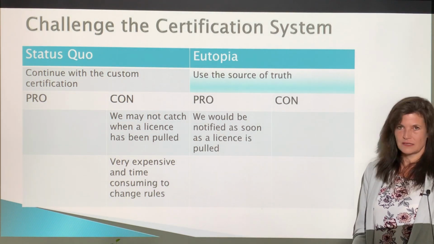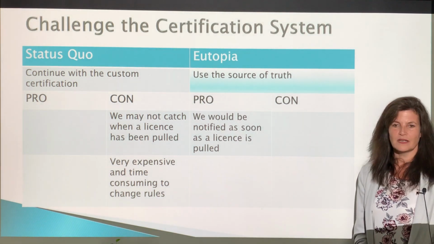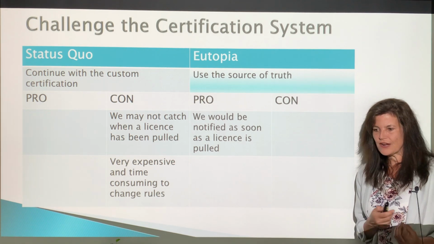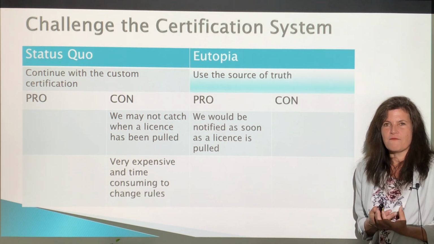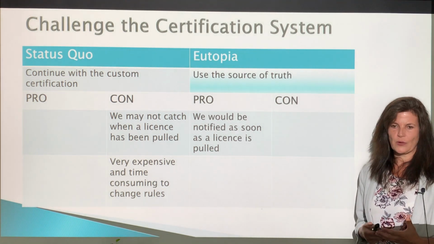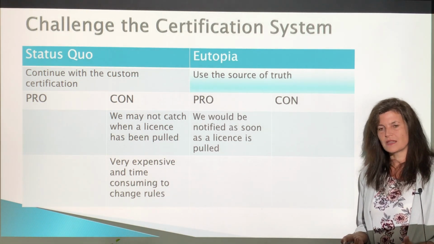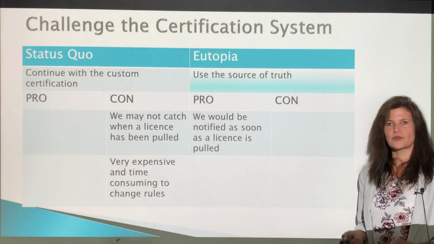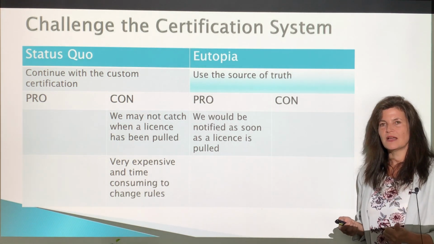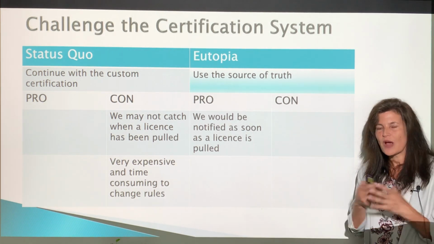I also just, for this fictitious organization, would challenge the certification system. So I want to challenge where we are determining if this nurse or this doctor should be on our healthcare team. So I might start by pointing out the source of truth. As you're aware, the colleges, the educational institutions, are the source of truth for nurses and doctors. They are aware if a license is pulled due to something that they've done. They're aware right away.